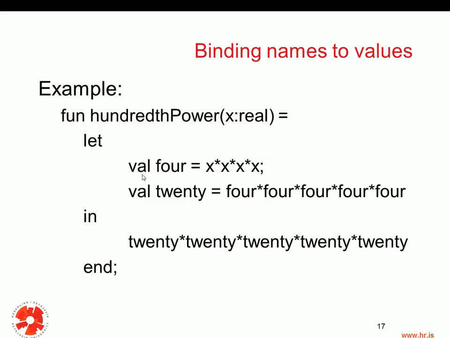And so the way ML calculates this is it first calculates the value of the right hand side expression x to the power of 4 and binds the name 4 to that value. Then it calculates the right hand expression for the next val statement, so 20 becomes 4 to the power of 5, and notice that 4 has already been given a value in the previous statement. And then it uses these two, or basically the value 20, in this statement, 20 to the power of 5.